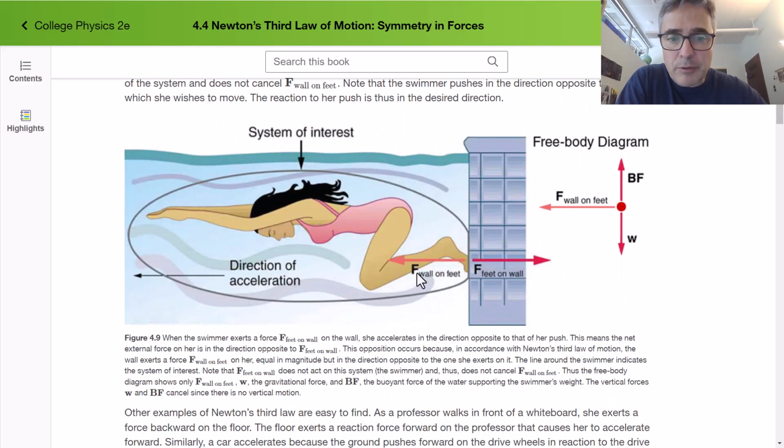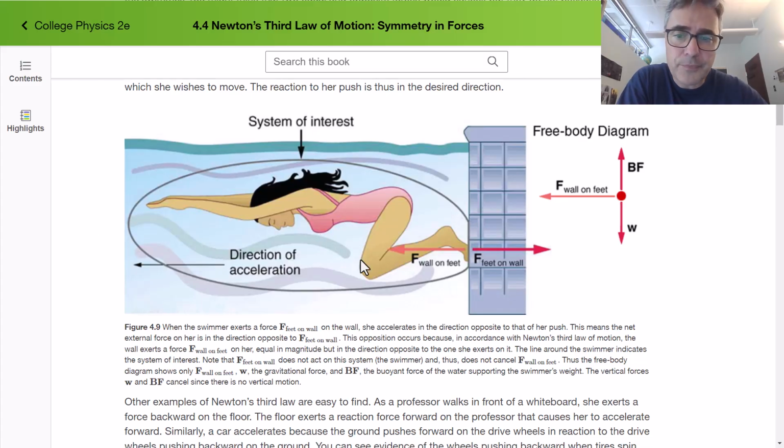So an example here is that the swimmer pushes off the wall. So the force of her feet on the wall is to the right. Well, the wall pushes her, force of the wall on her feet is to the left, and that's what accelerates her off to the left.